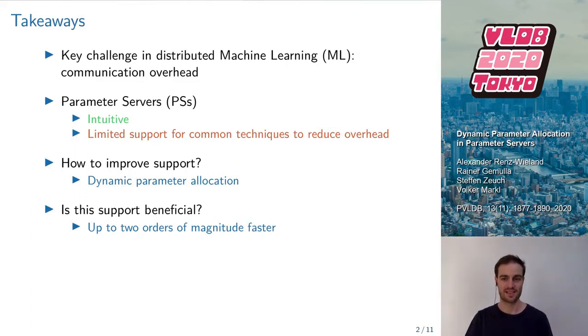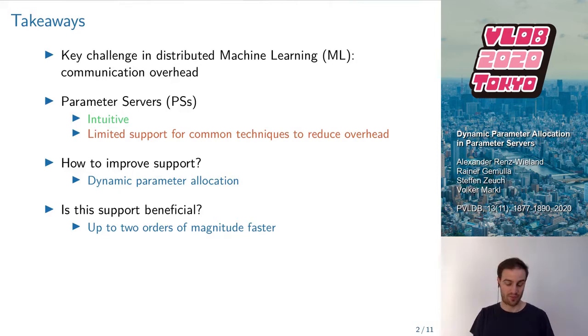Distributed training is essential for large-scale machine learning tasks, and the key challenge in distributed training is managing communication overhead. We study parameter servers. Parameter servers are intuitive to use and available in many systems, but they lack support for common techniques to reduce communication overhead. In our work, we investigate how parameter servers can support such techniques and whether such support would be beneficial.